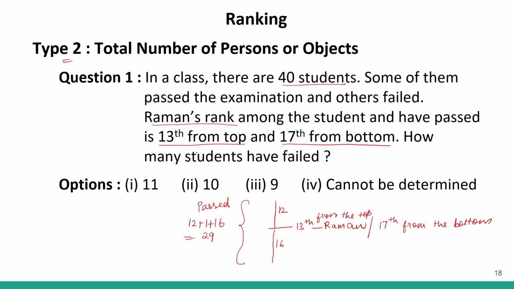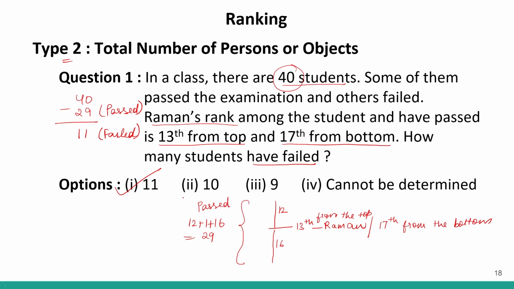We have to find out how many students have failed the examination. There are 40 students, and out of them 29 have passed, correct? So we will be left with the number of students that have failed. That will be 11. So my answer will be option number 1, 11. Clear?